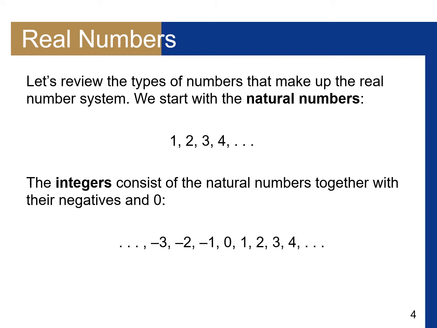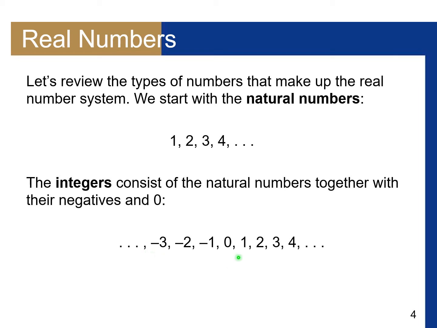So we'll start with the natural numbers. Now, the natural numbers are the counting numbers: 1, 2, 3, 4. You don't start counting with 0, so 0 is not included. So 1, 2, 3, and 4, and so on. No fractions, no decimals.